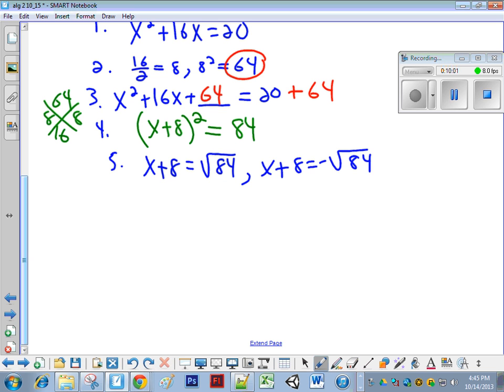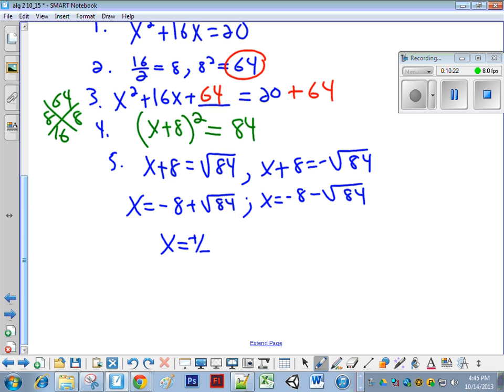Now we'll do some more detailed work on this later, but for right now, one of my answers would be negative 8 plus the square root of 84. It's okay to leave the answer like that. The other answer, x equals negative 8 minus the square root of 84. Another way of writing this is x equals negative 8 plus or minus the square root of 84.